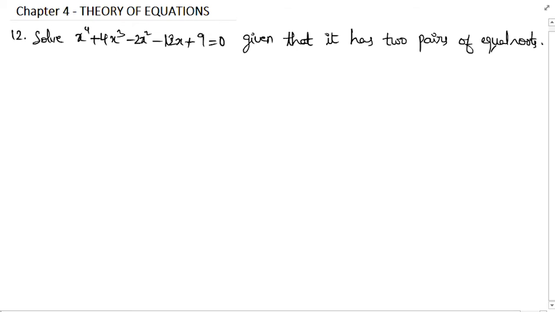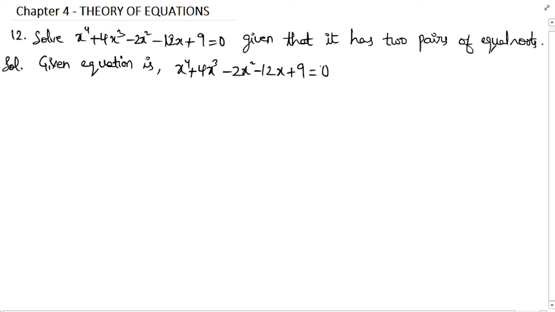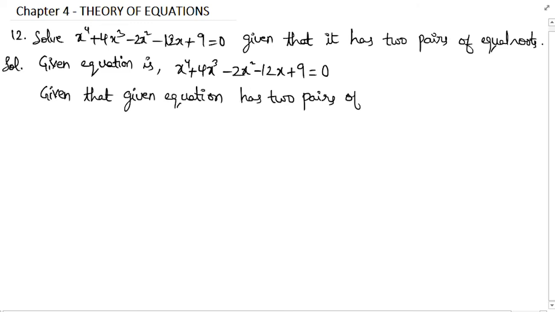Now the 12th question. Solve the given equation given that it has two pairs of equal roots. So the given equation is x power 4 plus 4x cube minus 2x square minus 12x plus 9 is equal to 0. Also given that the given equation has two pairs of equal roots.